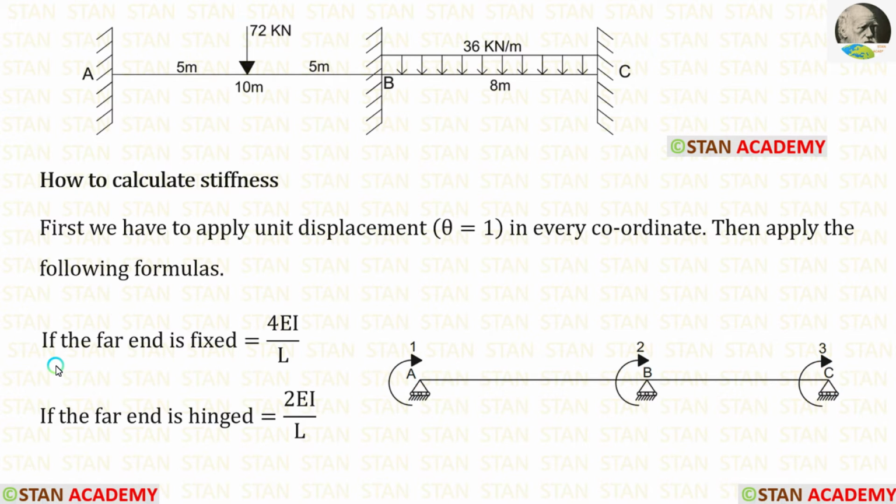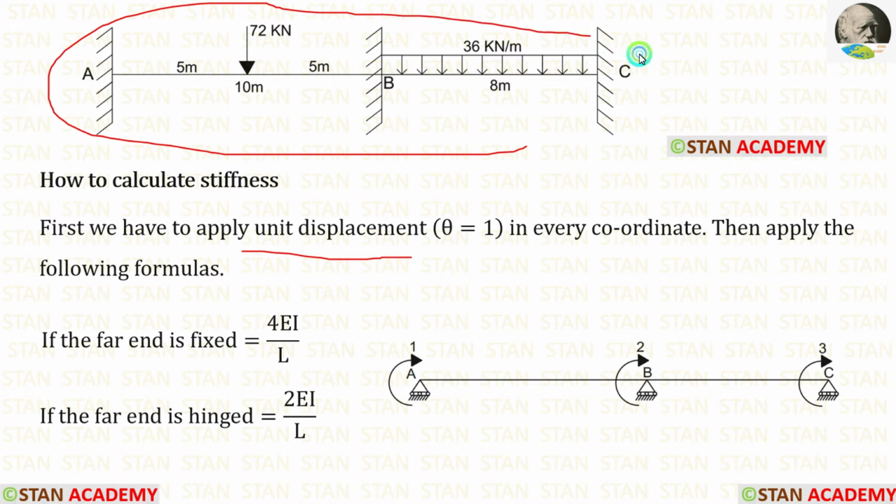So we have to apply the unit displacement in these coordinates. Then we have to use the formulas. If the far end is fixed, the formula is 4EI upon L. If the far end is hinged, the formula is 2EI upon L. Here we have to be careful. We should not apply the unit displacement in the given beam. We have to apply the unit displacement in the restrained structure.